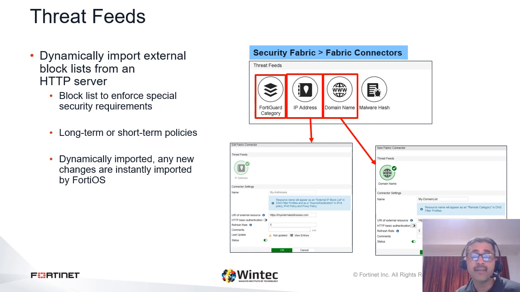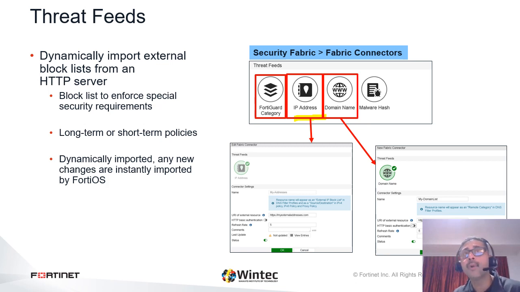You could define a firewall IP address. This resource name will appear as an external IP block list in DNS filter profile and as a source or destination IPv4 or IPv6 in a proxy policy. And then of course you can always define the refresh rates. Using this setting, you can specify how often, in minutes, the block list can be refreshed from the external source.